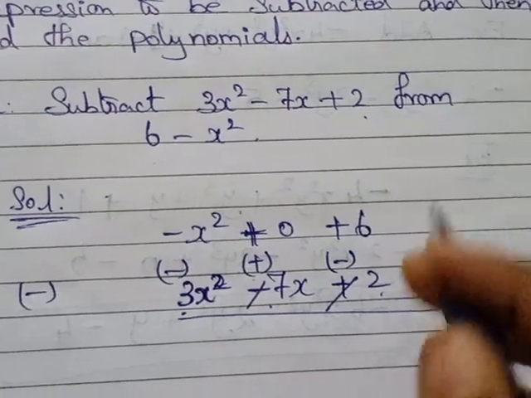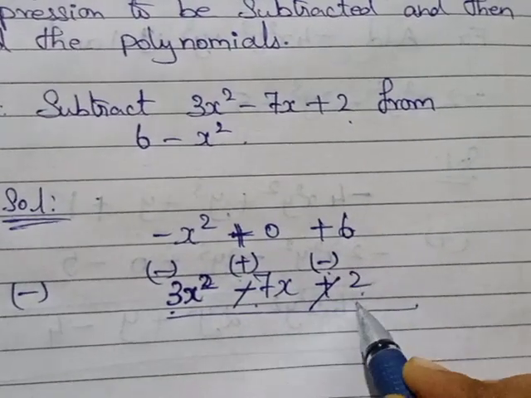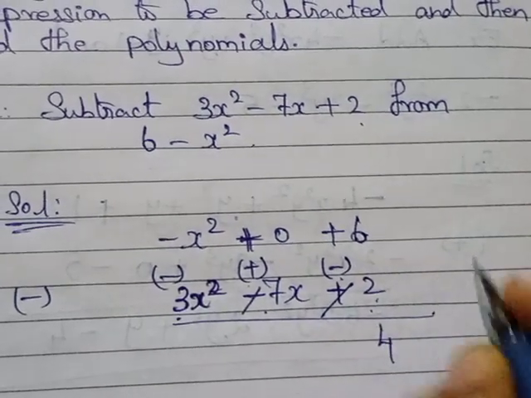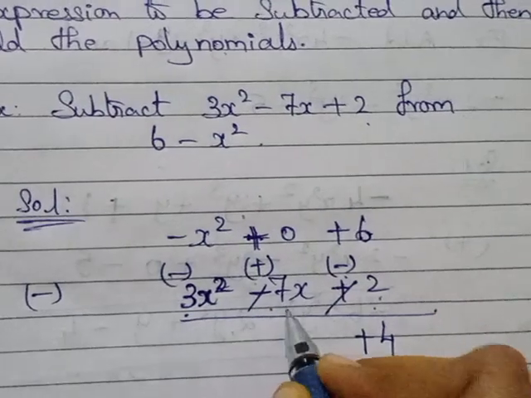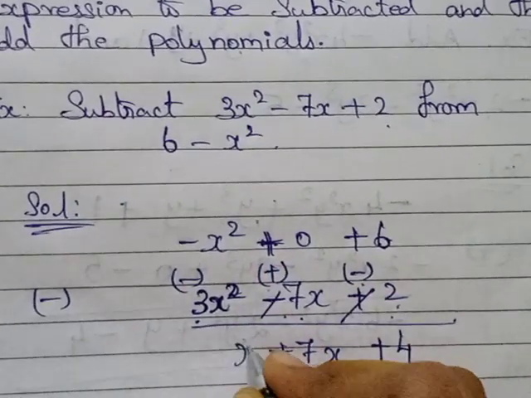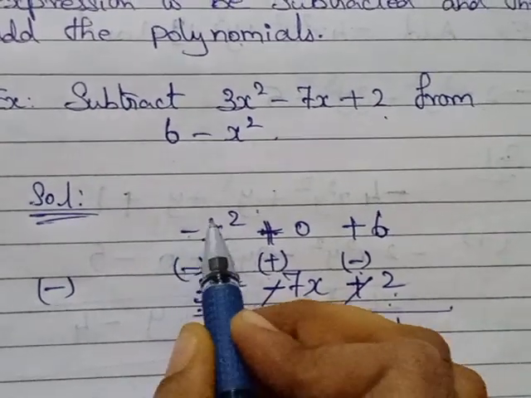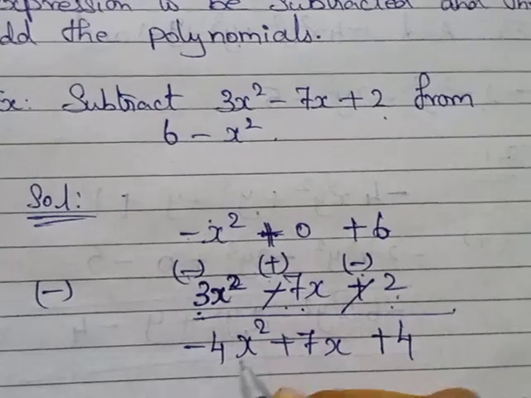Now, you can add the values. Positive 6, negative 2, that is positive 4. Here, positive 0, positive 7, positive 7x. Here, the x squared terms: negative 1, negative 3, that is negative 4x squared.